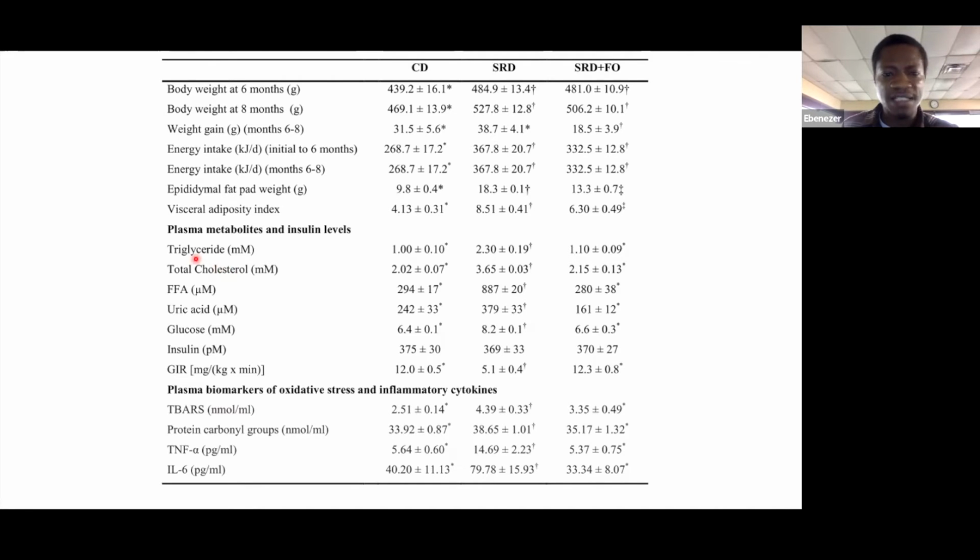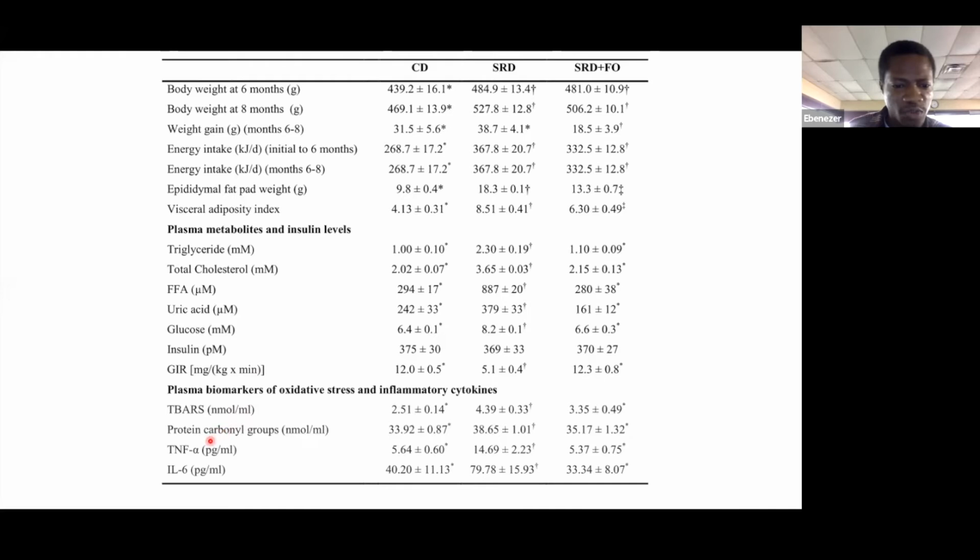Now, when we come down to some plasma metabolites, specifically those relating to fatty acid metabolism, we realized that the triglyceride level was also reduced compared to the untreated group, that is the insulin-resistant group. And if we compare the fish oil treated group with the control group, we realize that it's almost close. And even in the result, there was almost no significant difference. Whereas compared to the sucrose-rich diet group, there was marked decrease.